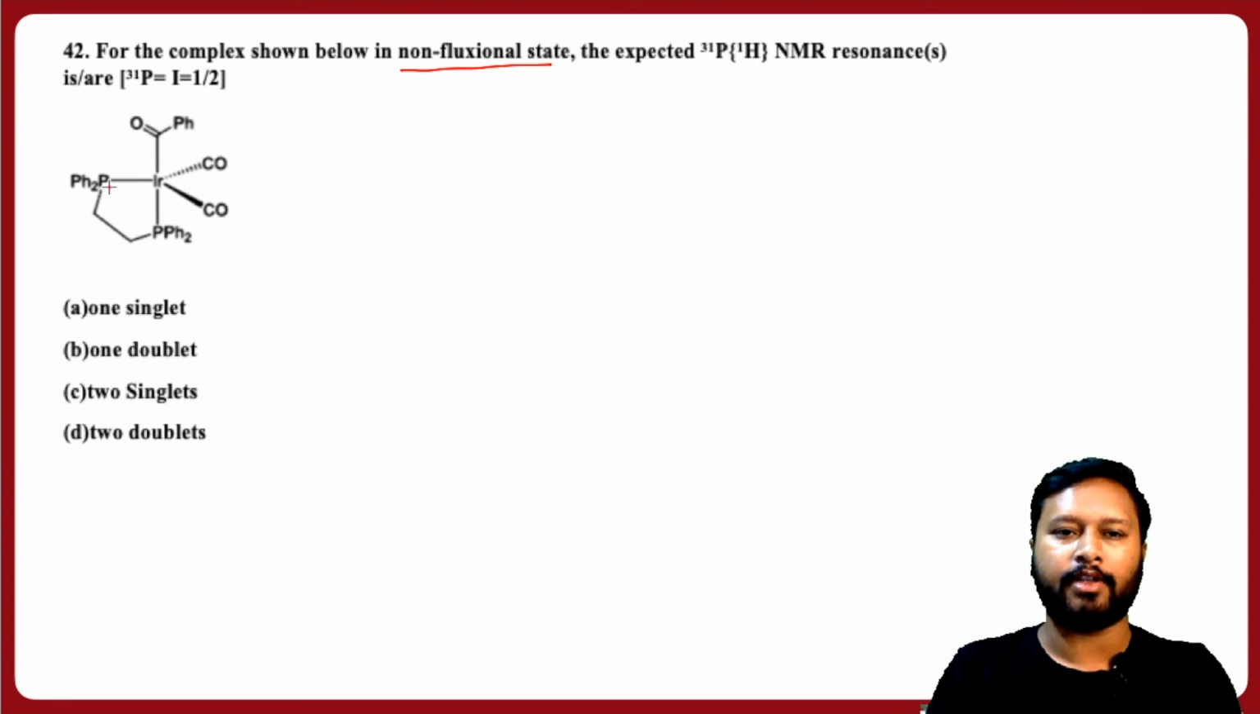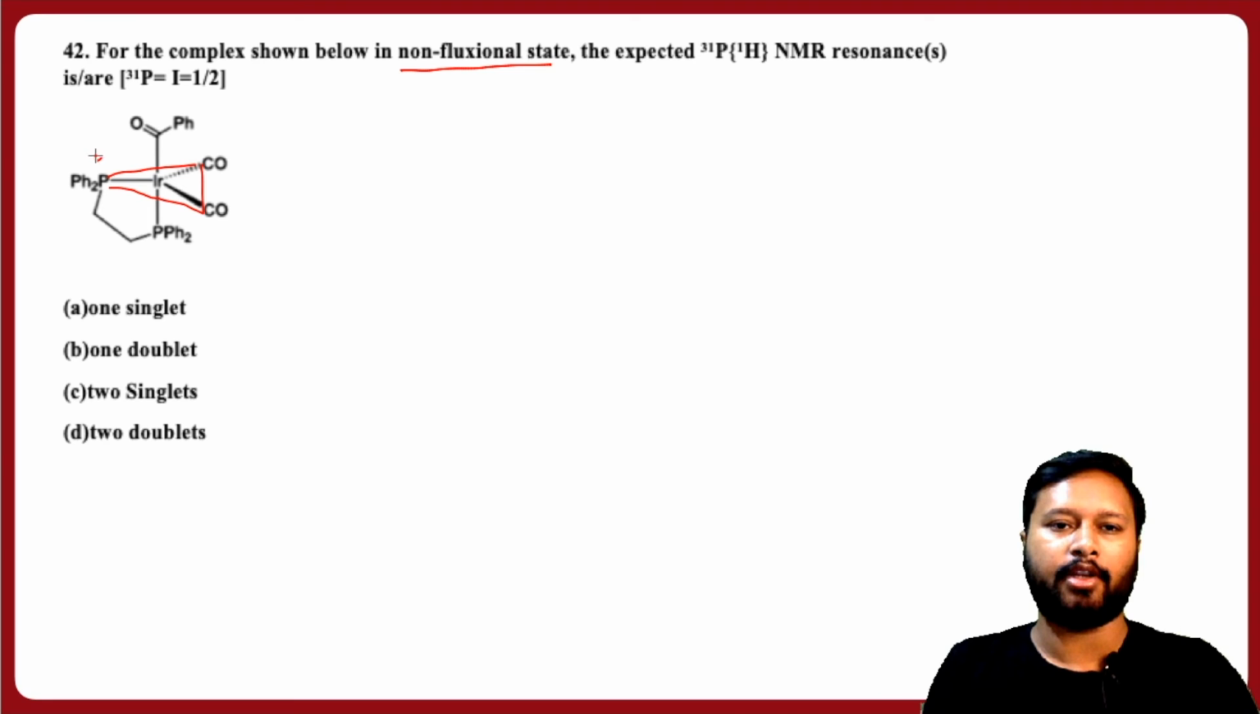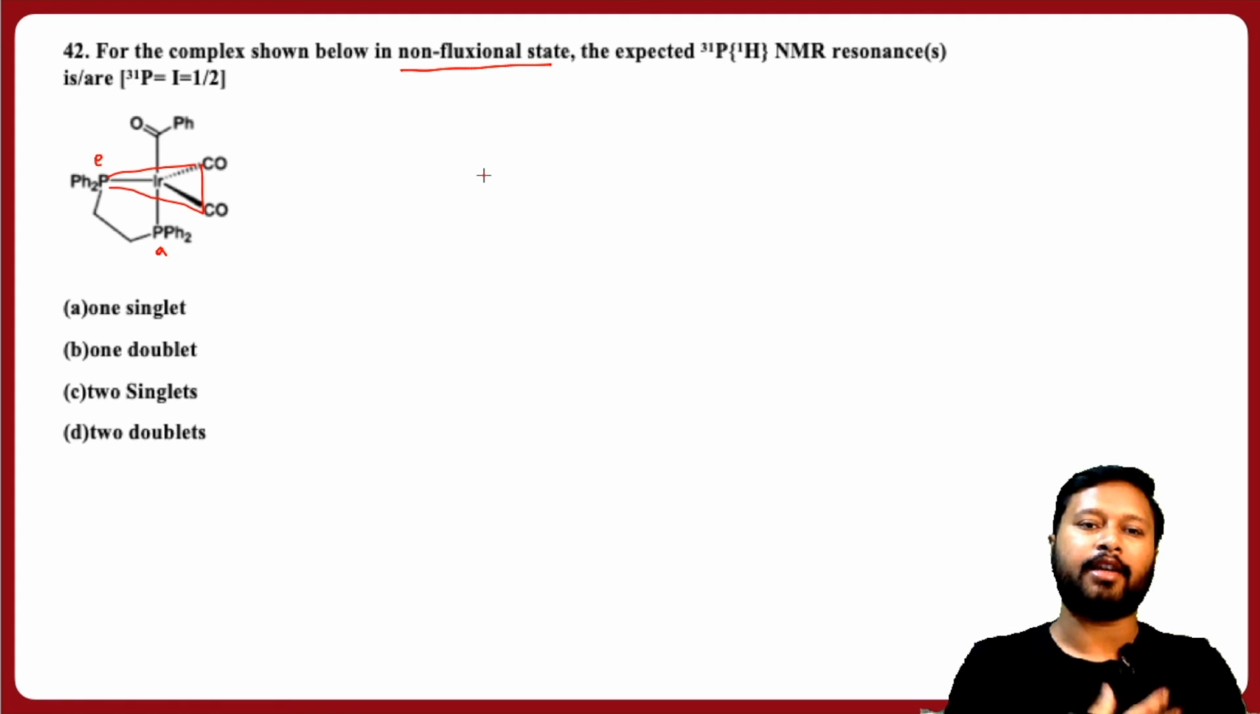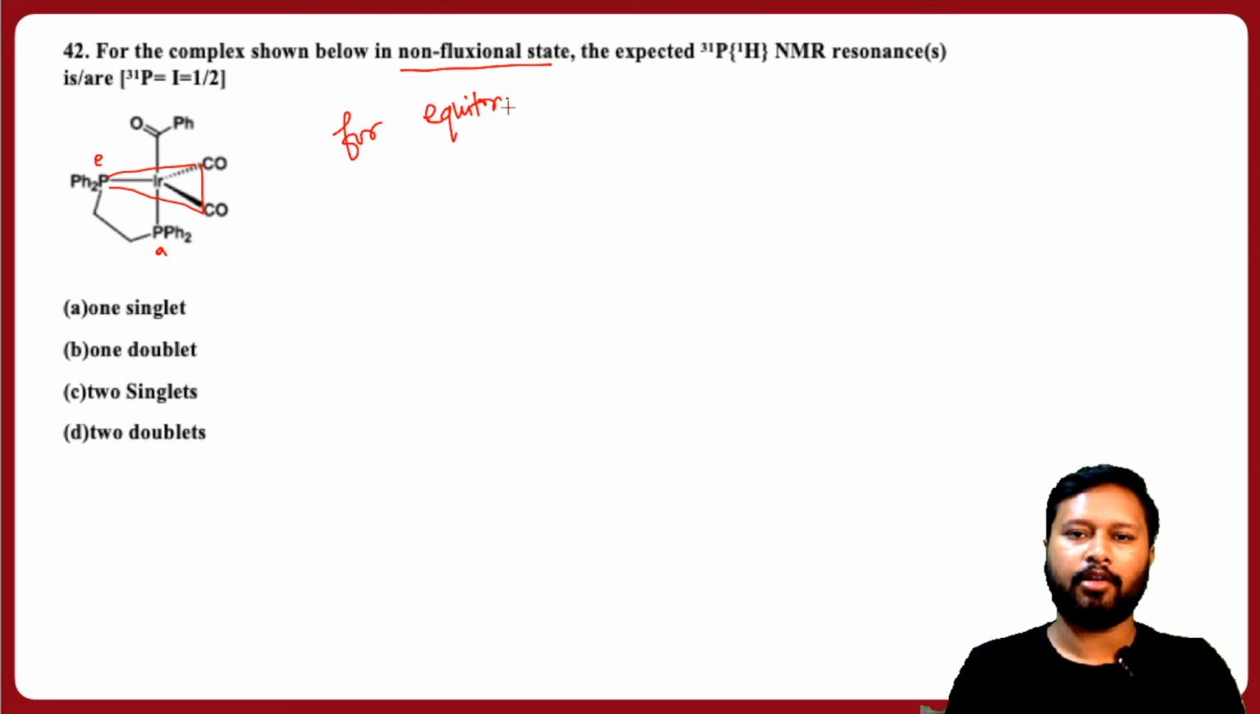This molecule is trigonal bipyramidal, by the way. One phosphorus is equatorial, so I'm just calling it E, and one phosphorus is on the axial position, so I'm calling it A. Since we have 2 types of phosphorus, let's start with equatorial phosphorus. What will happen? Who will split that equatorial phosphorus? All the other things are NMR inactive, only the other phosphorus is active.